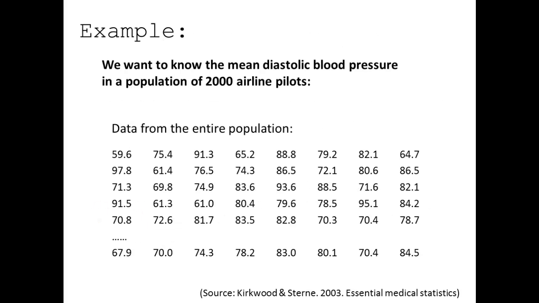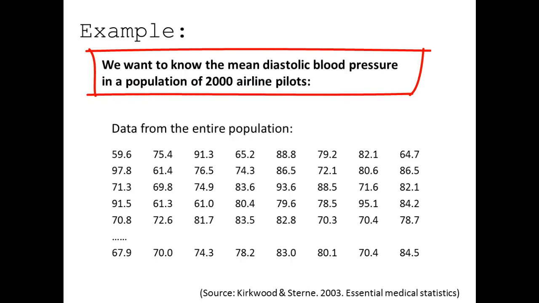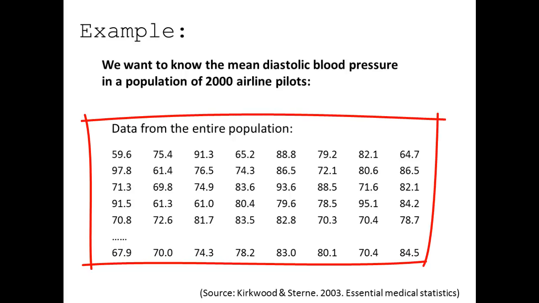So let's look at an example to see what a sampling distribution looks like and what it can tell us. This is best done by considering a finite population where we have all the data, and so we know the true population parameter we're interested in estimating. This virtually never occurs, but we're just using it as a proof of principle. So in this example, we want to know the mean diastolic blood pressure in a population of 2,000 airline pilots, and we have data from the entire population. So we know the true value of the population parameter we're trying to estimate.